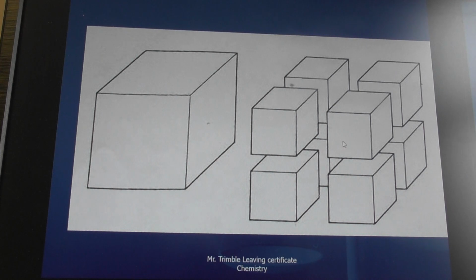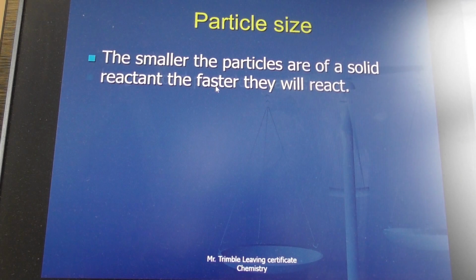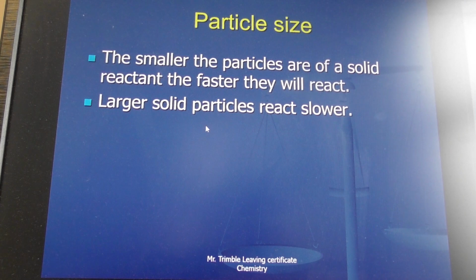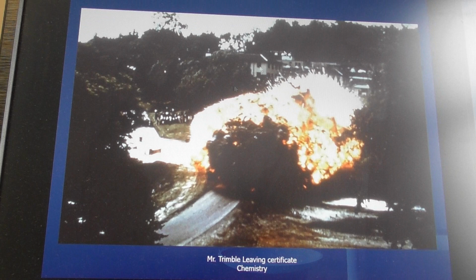And it's the same for chemicals. If you have more surface exposed, then chemicals can react. And we'll look at a nice application of that in a catalytic converter and a different one. Another application of it is actually dust explosions. This is a picture of a dust explosion.